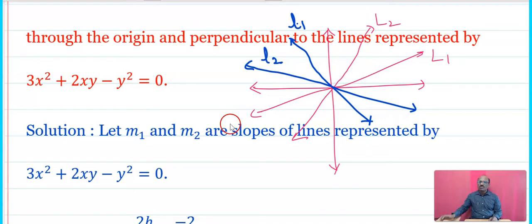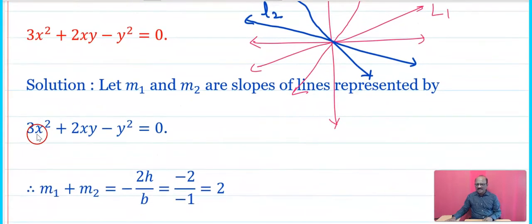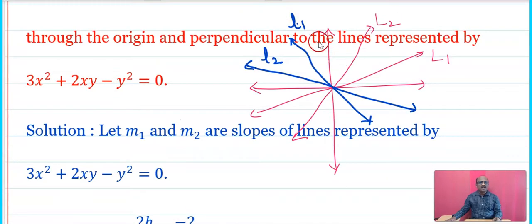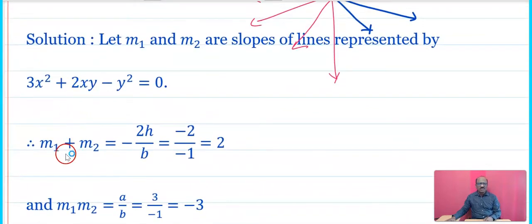Now see this, how to find it. Let m1 and m2 be the slopes of the lines represented by 3x square plus 2xy minus y square is equal to 0. Now can we factorize this? Yes, we can factorize it. Which are the two required lines? These blue color lines. We want to find the joint equation of these two lines which are perpendicular to our given lines. Now the sum of the roots m1 plus m2 is equal to minus 2h upon b.